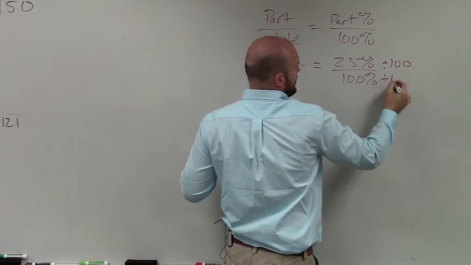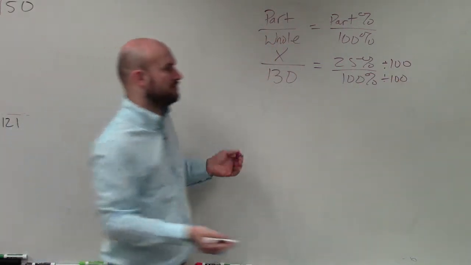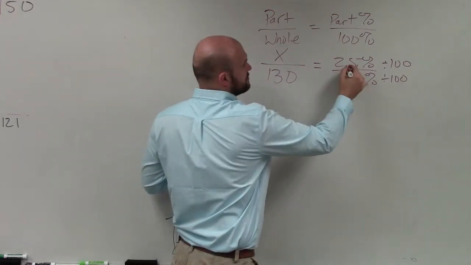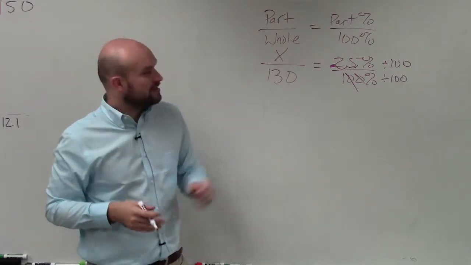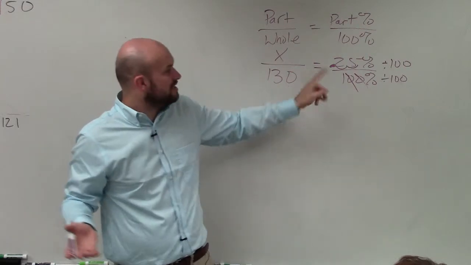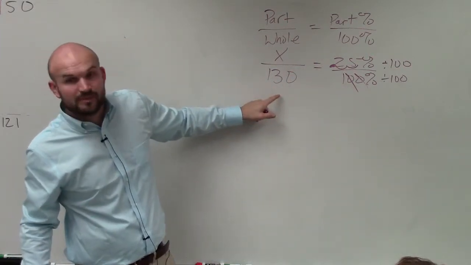Because as long as I multiply or divide the same number to a fraction, it's going to produce an equivalent fraction. So when I do that, that becomes 1. And this becomes 0.25. OK? So basically, when I'm solving this, cross multiplication, x times 1 is just x. So therefore, 0.25 times 130 is going to give me what my percentage is.